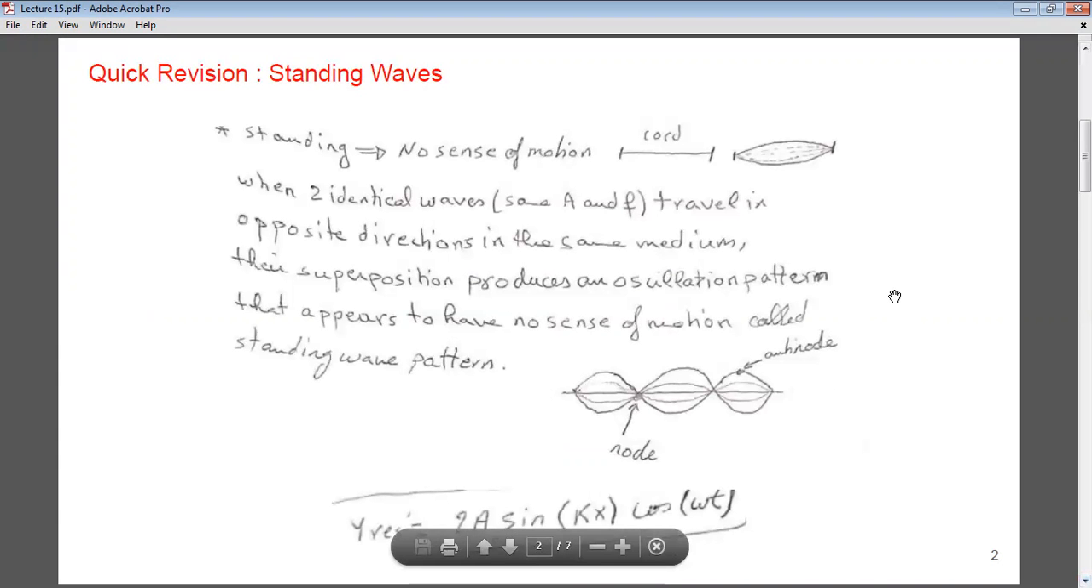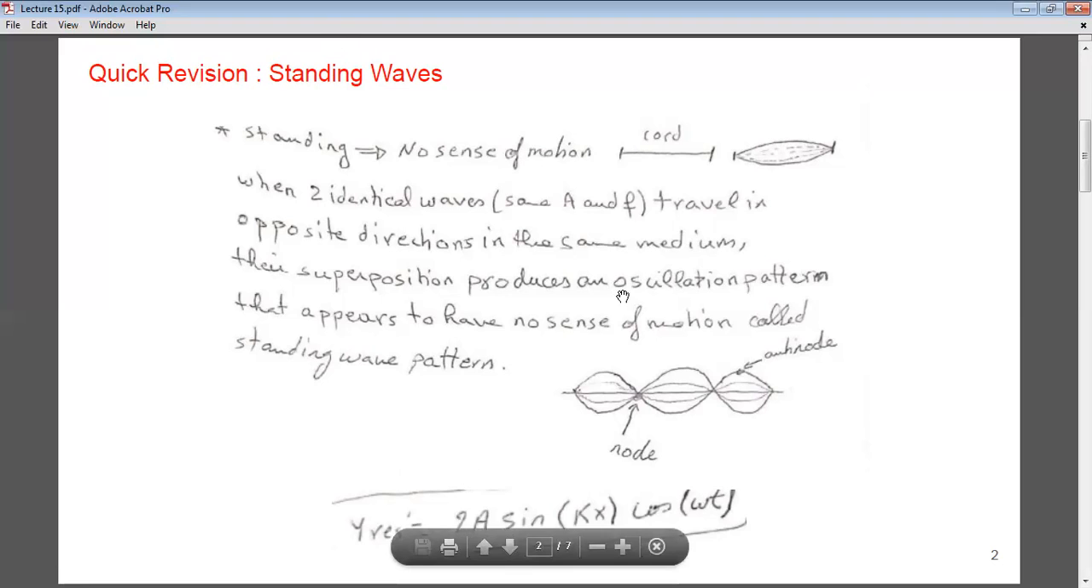So, quick revision, standing waves. Standing waves happen whenever waves meet. There should be two identical waves with the same amplitude and the same frequency, but they travel in opposite directions in the same medium. Then they will superimpose, which produces an oscillation pattern that appears as if there is no motion at all. So we will see something like this, or something like this with 3 loops or with 5 loops. It will look as if the 5 loops are not moving at all, but in reality, they are moving. Because it appears as if there is no motion, we call them standing waves.